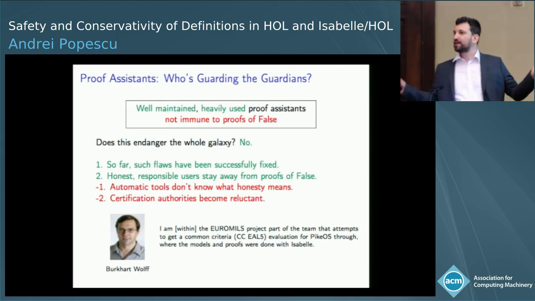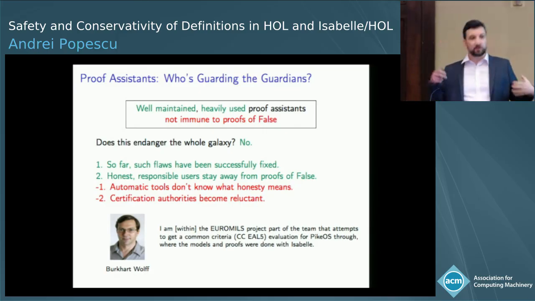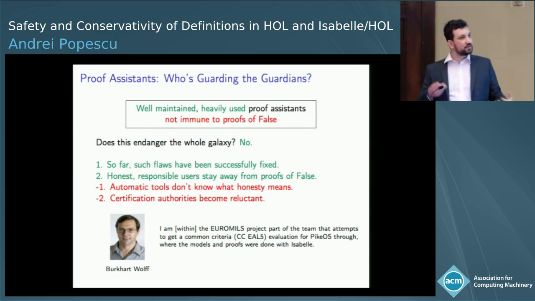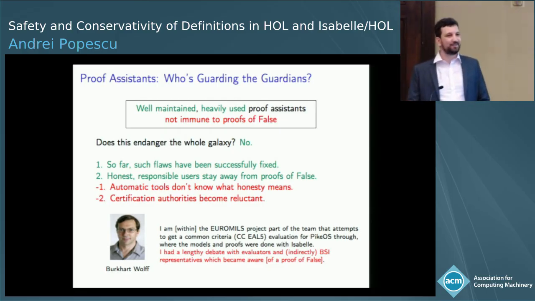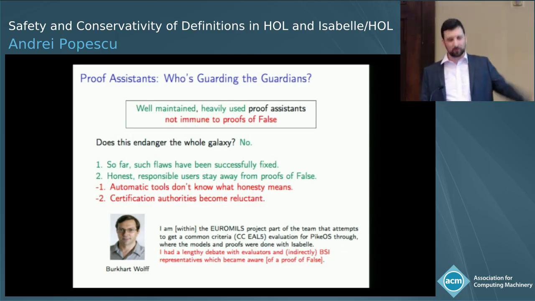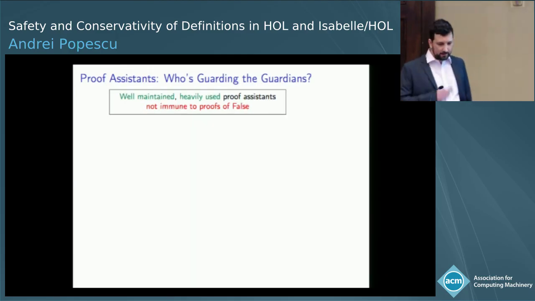Another problem, let's say a political problem, is the fact that because of the high degree of trust, proof assistants are now considered by certification agencies and so on. And there was a very interesting problem reported recently by an Isabelle power user who had a lengthy discussion with non-expert representatives of certification agencies about a recently discovered proof of false that was about to be fixed. So these are strong incentives to try to avoid such problems. So this is a fact.